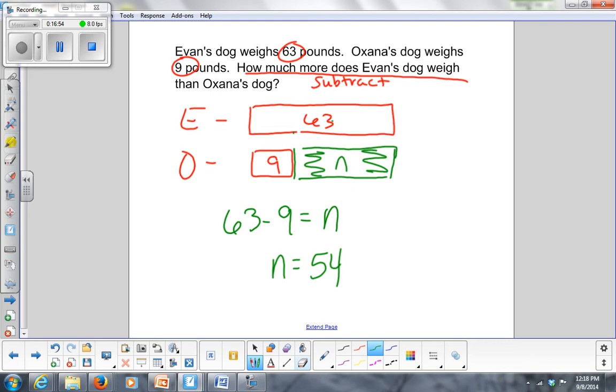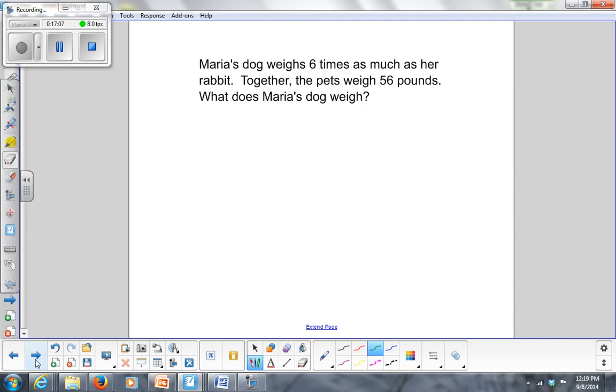Okay, so how many more pounds does Evan's dog weigh than Oksana's? Everybody. 54 pounds. Good. All right, let's take a look at, I think one more.